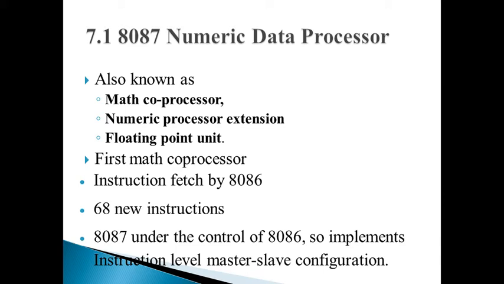This adds 68 new instructions to the 8086 instruction set, and whenever working with the 8086, instructions are always fetched by 8086. 8087 always works under the control of 8086, so this couple, 8086 and 8087, is also known as implementing instruction level master slave configuration.